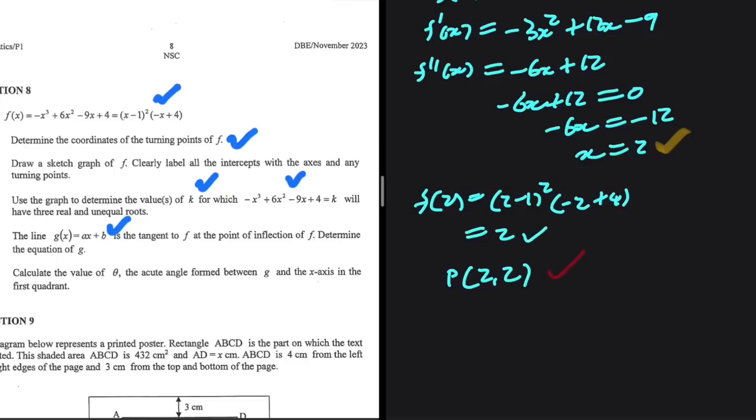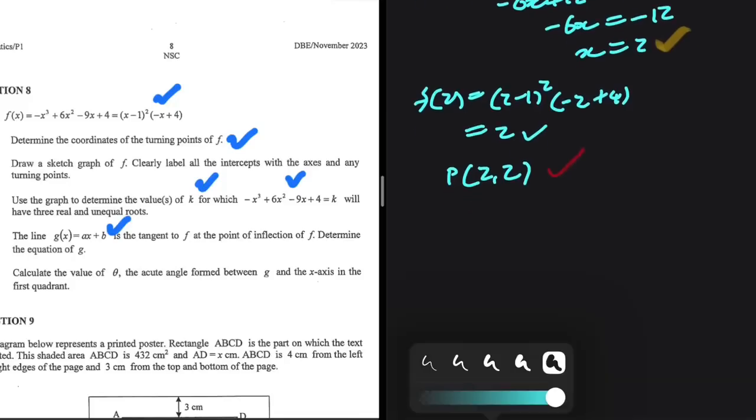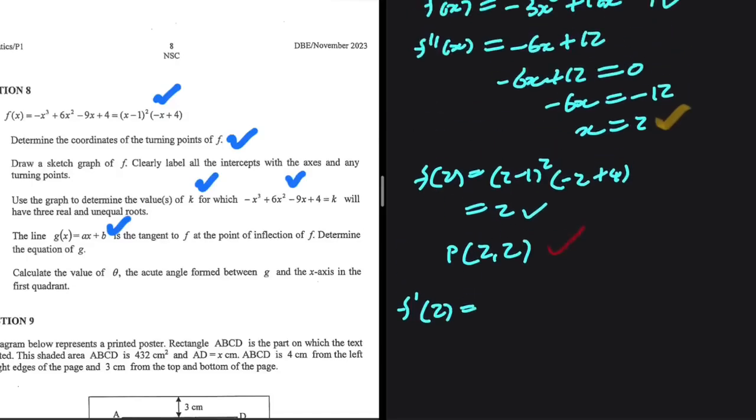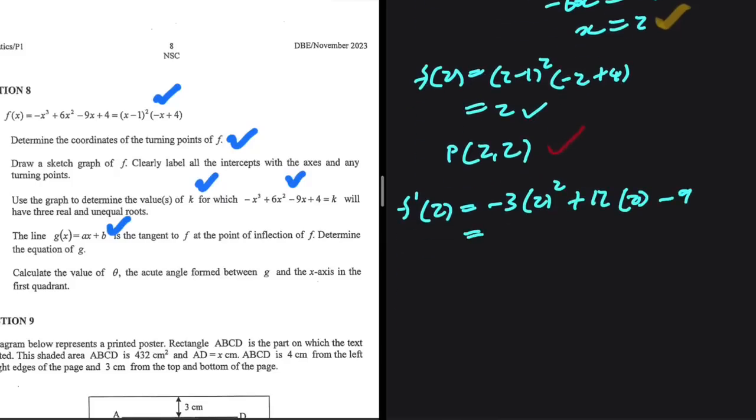But this very x value, we can substitute into f prime of x to find the gradient at that point. Because if we have the gradient at that point and g of x is the tangent at that point, then we're going to have the gradient of the tangent. So f prime of 2 will be equal to minus 3 times 2 squared plus 12 multiplied by 2 minus 9. This is equal to 3.